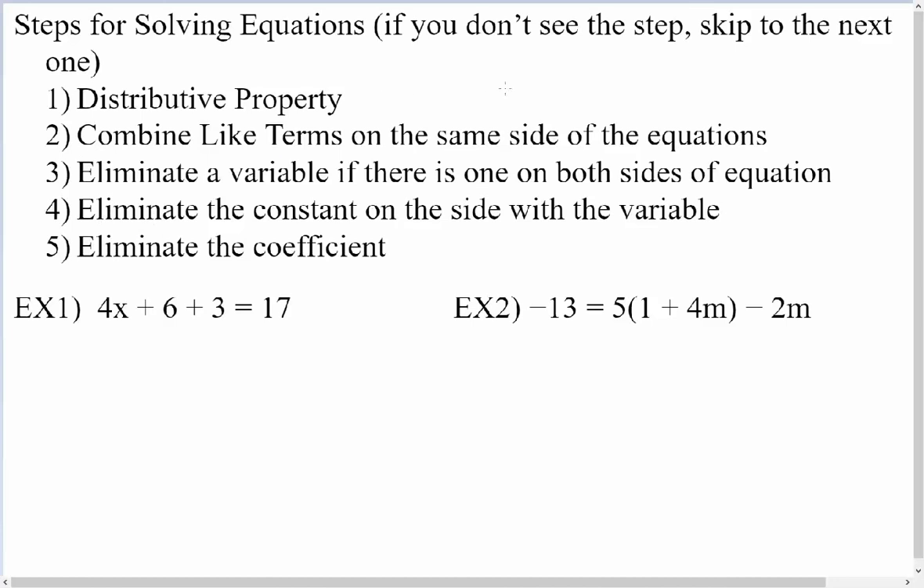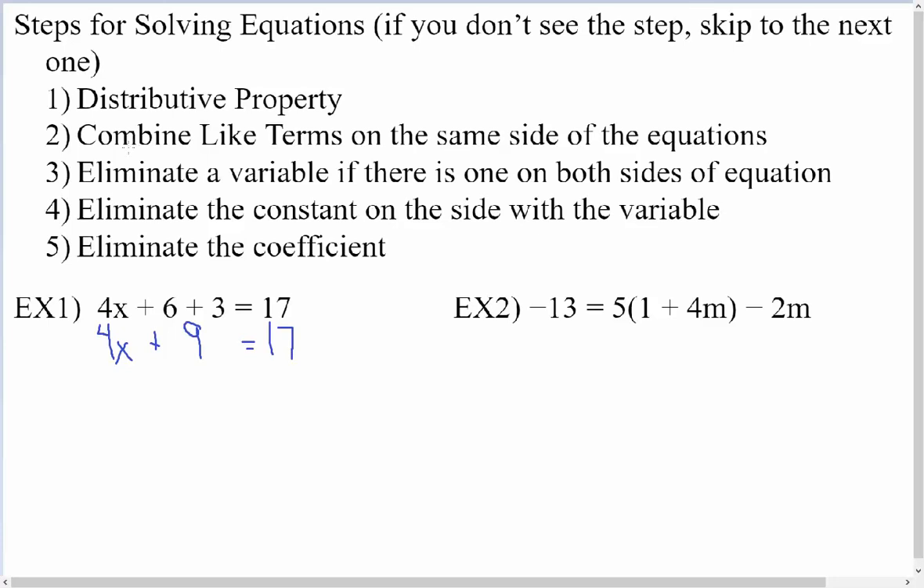Combine like terms on the same side of the equation. So looking at this particular one, I see 6 and 3 are both numbers without variables, making them constants. So that tells me I can combine my like terms, and I have 4x plus 9 equals 17.